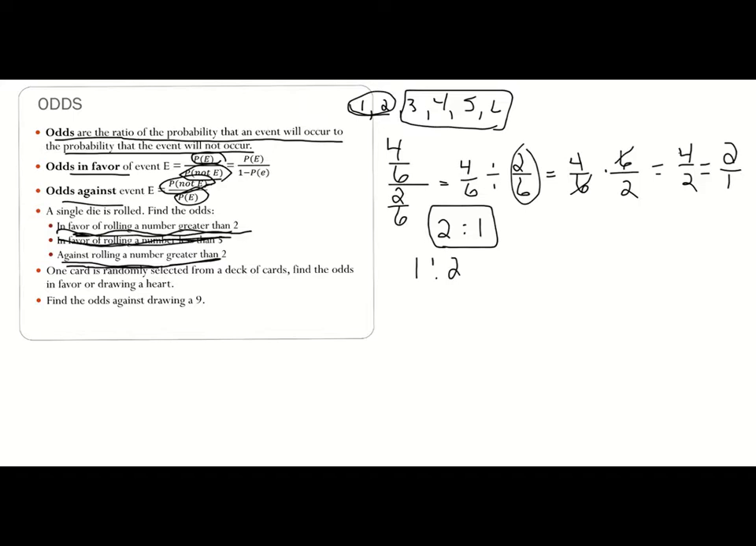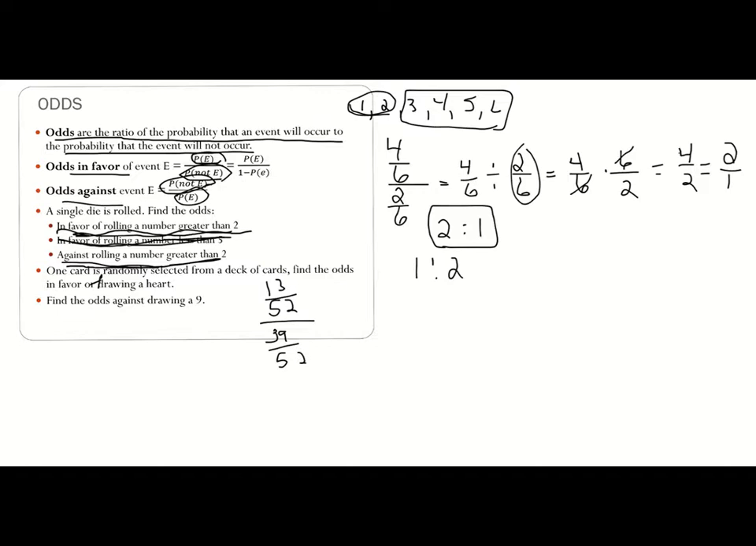Let's look here. We have one card randomly selected from a deck of cards. Find the odds in favor of drawing a heart. All right, so find the odds in favor of drawing a heart. So the probability of drawing a heart is 13 out of 52. And then we're going to divide that by the odds against drawing a heart. So that's going to give us, if we have 13 out of 52, we have 39 out of 52. 39 cards are not hearts.